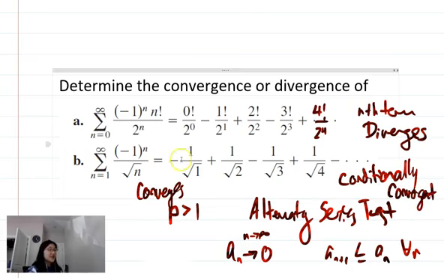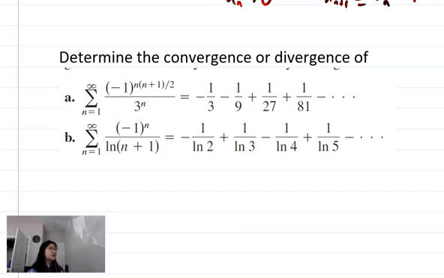Conditionally convergent because the absolute value does not converge, because that's a P series where P is going to be less than 1. So the absolute value is not going to be absolutely convergent, but it is conditionally convergent. All right, last couple, and then I'll show you some practice problems that you can work on your own. So we have determining the convergence or divergence of these things.